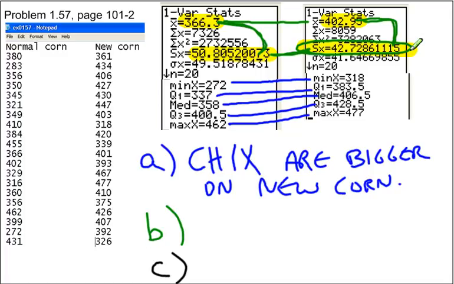So basically, the point of this part C is that even though I changed the units, the middles are still going to be the same, and the spread, as described by the standard deviation, is going to be the same. So basically, again, just interpreting and comparing two sets of data.